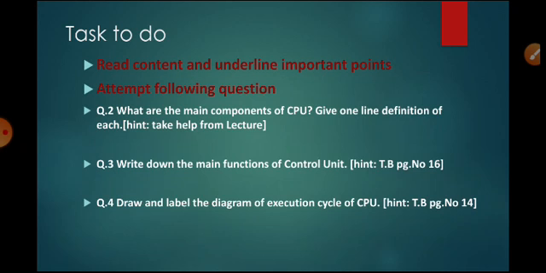Question number 3. Write down the main functions of control unit. For this, you can take a hint from your book, page number 16, and you can also find help from today's lecture. Question number 4 is to draw and label the diagram of CPU execution cycle. You can draw this diagram from your textbook, page number 14, or from today's lecture.